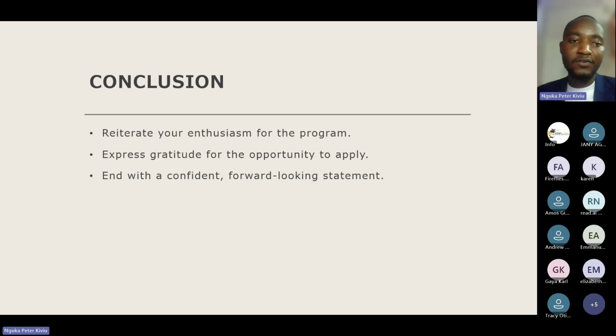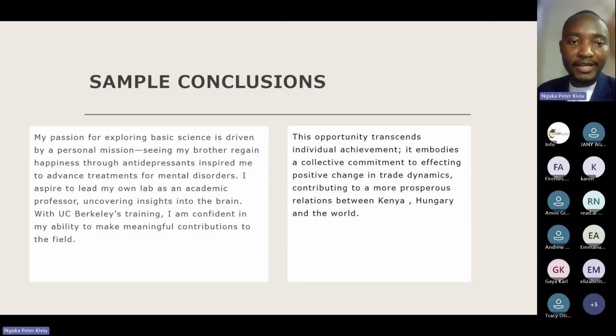Now we move forward to the conclusion, where we basically just reiterate your enthusiasm for the program, express gratitude for the opportunity to apply, and end with a very confident and forward-looking statement. And there are examples here. I'll read the second one. This opportunity transcends individual achievement. It embodies a collective commitment to effecting positive change in trade dynamics, contributing to more prosperous relations between Kenya, Hungary, and the world. I will not read the first one. You can read it in your own time. I'll make sure this is sent to you.